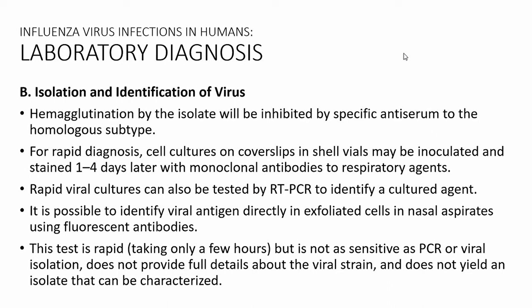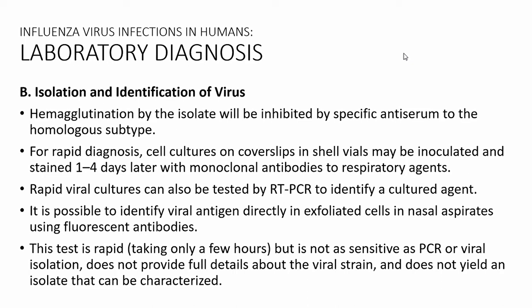For rapid diagnosis, cell cultures on cover slips and shell vials may be inoculated and stained 1 to 4 days later with monoclonal antibodies to respiratory agents. Rapid viral cultures can also be tested by RT-PCR to identify a cultured agent.